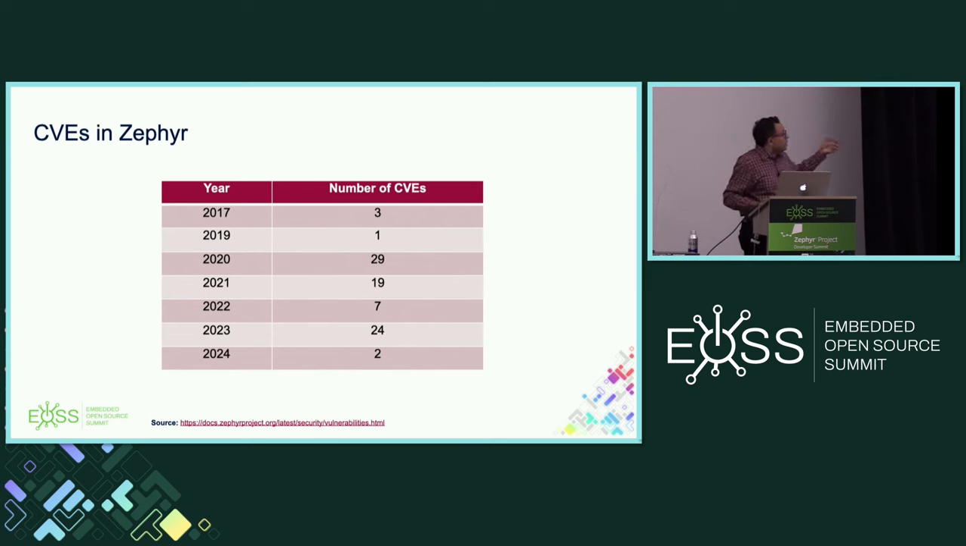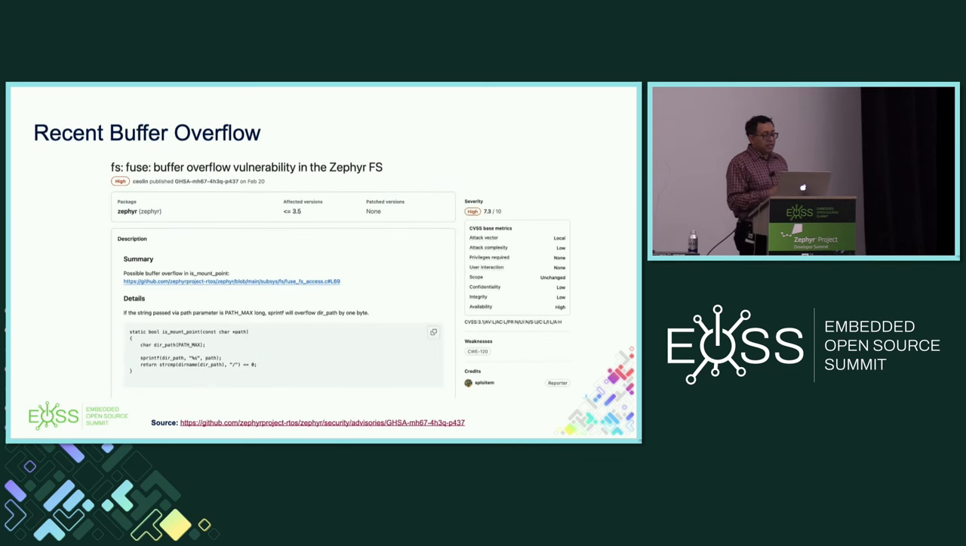What is important is that in 2024 so far, in the first 3 months, only two CVEs have been assigned. Because we're talking about buffer overflow, and buffer overflows are important, we looked into the most recent buffer overflow that was identified here. This is a case where sprintf was used, as you see in the code underneath, and it was writing beyond the buffer bound. It's actually given a severity level of 7.3, which is pretty high.